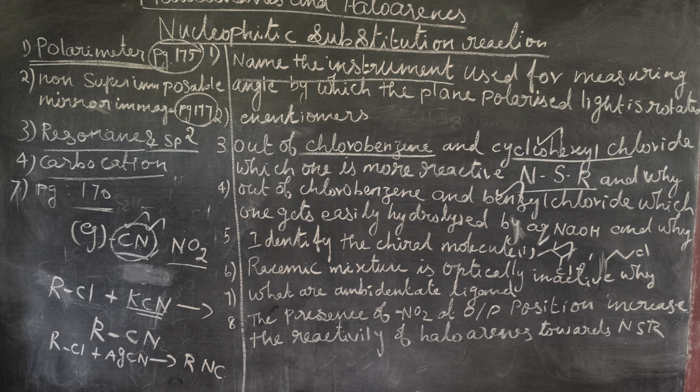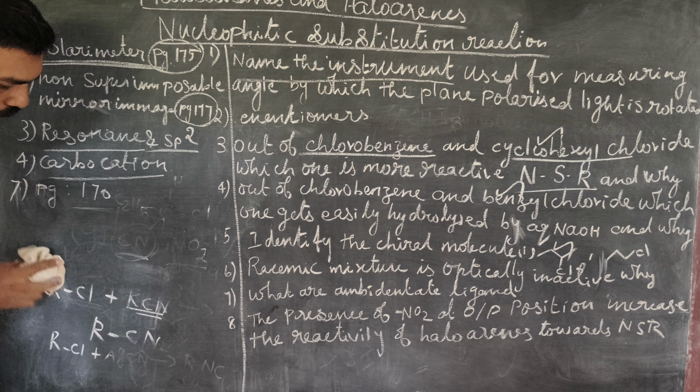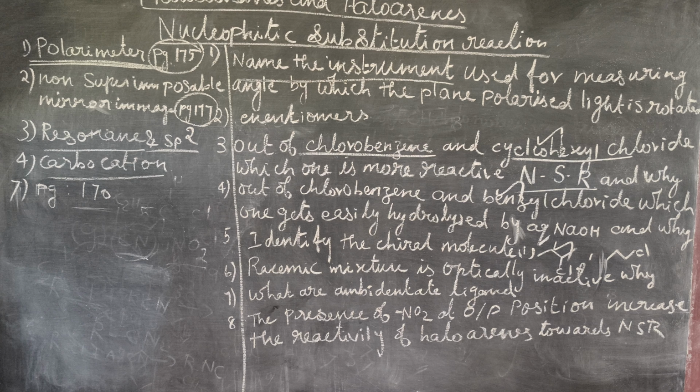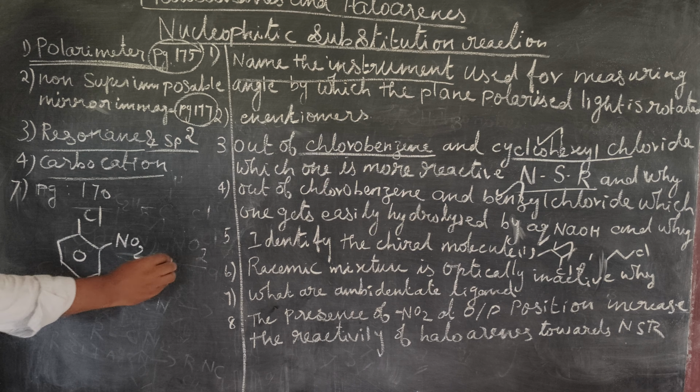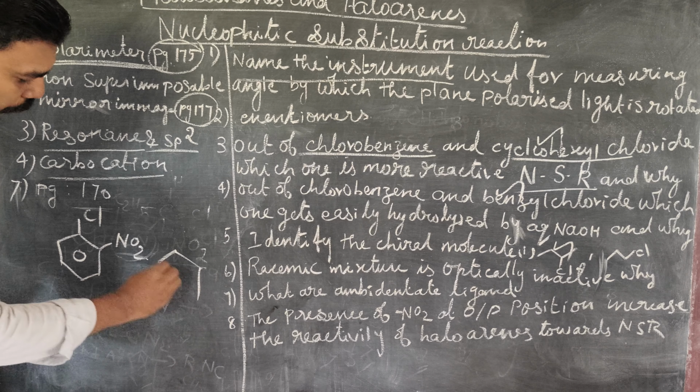The next question: the presence of NO2 at ortho and para positions increases the reactivity of haloarenes. Why? For example, chlorobenzene, first I will draw. Chlorobenzene, with NO2 at the ortho position, then NO2 at the para position.